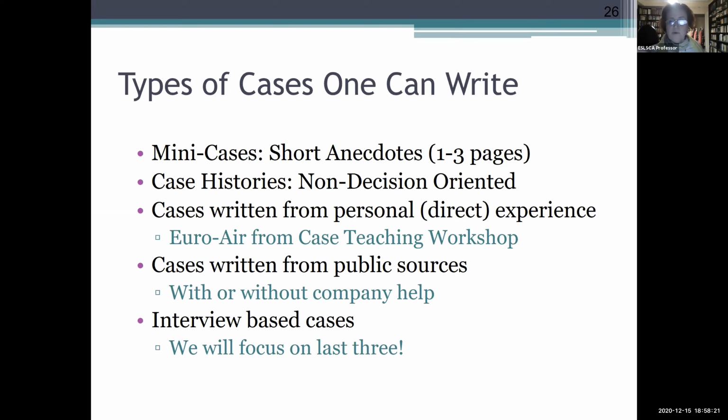Or the best ones are the interview-based cases. Interview-based cases are the ones where you go to the company, interview the decision maker, explain to him or her what the process will be, and then write a case and teaching note.